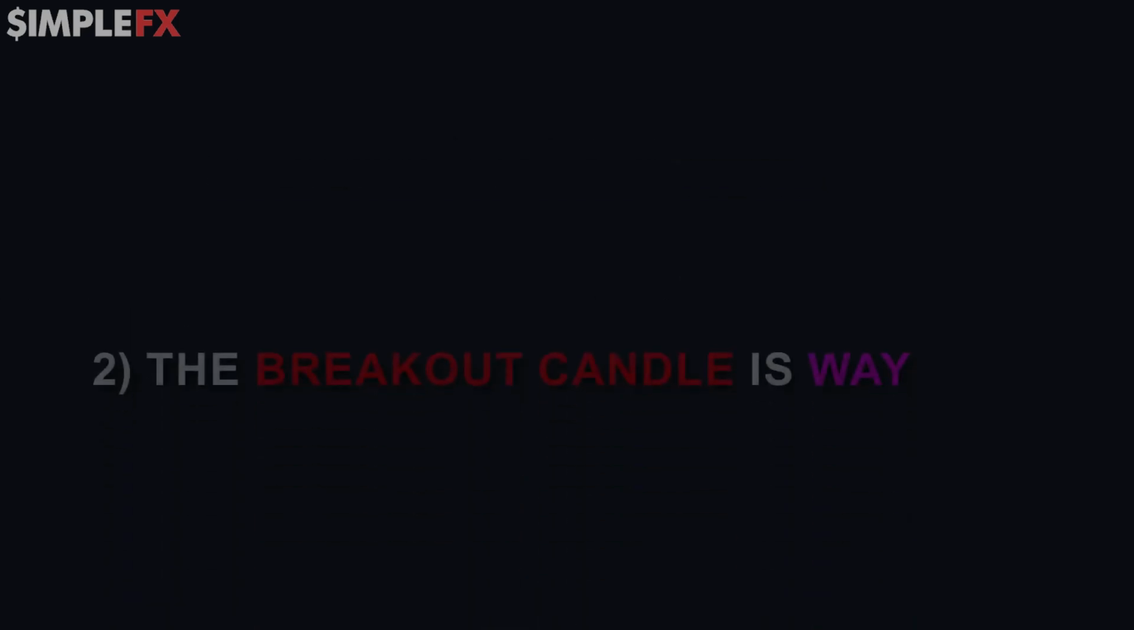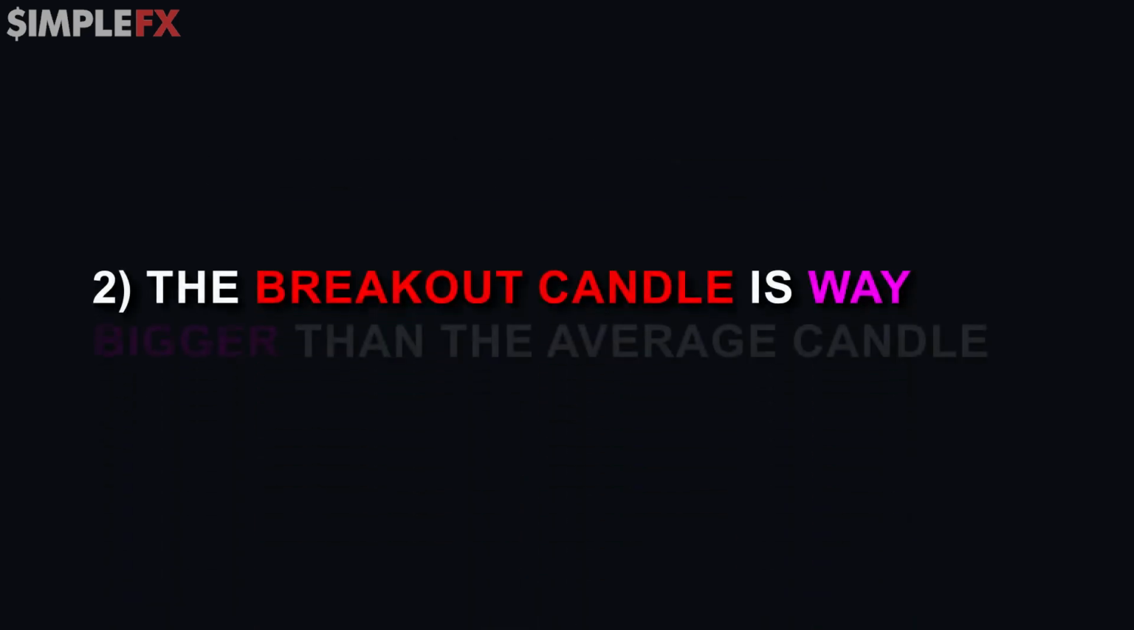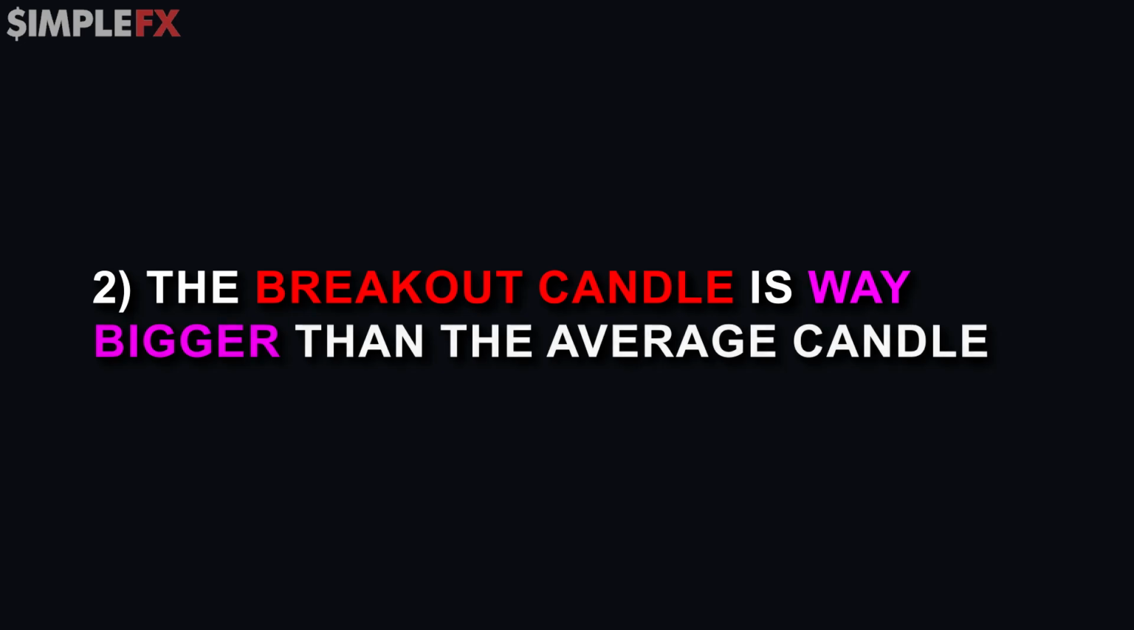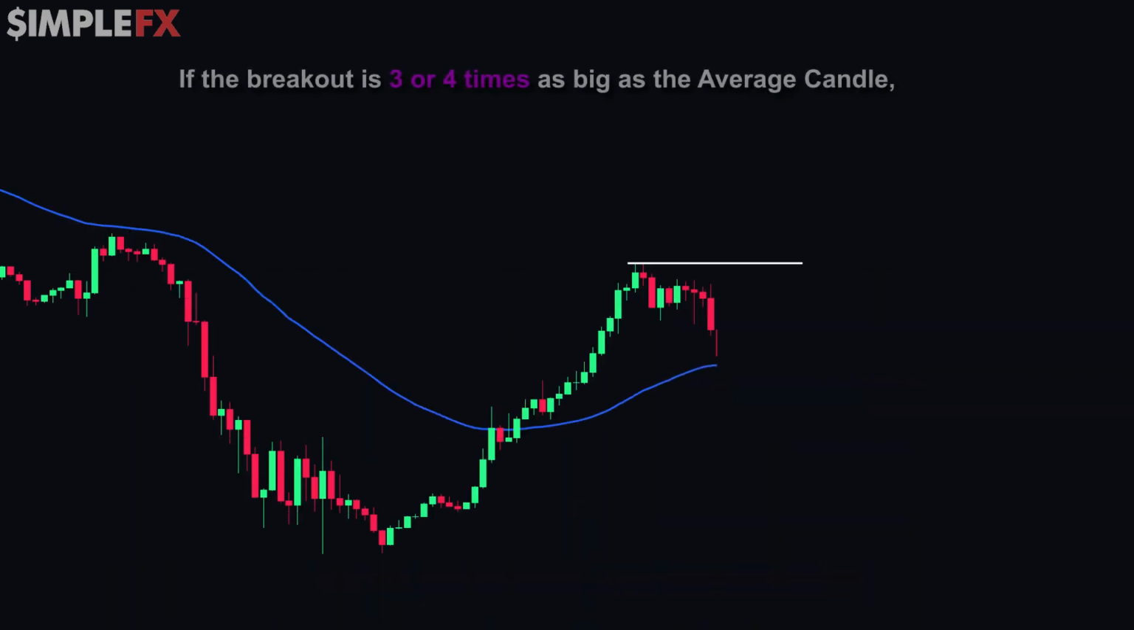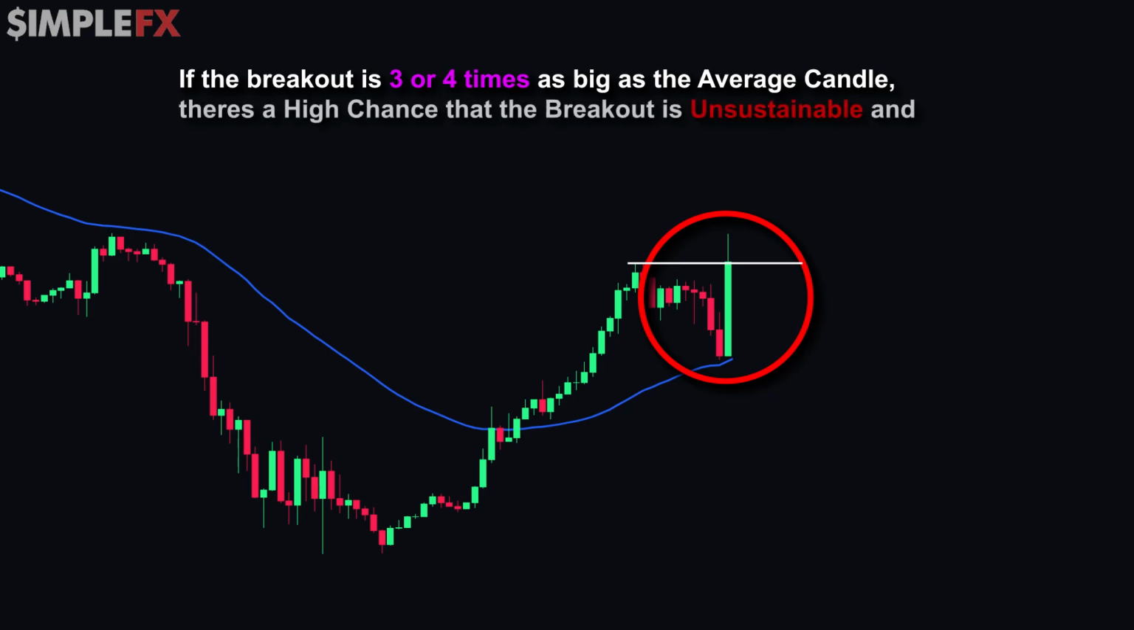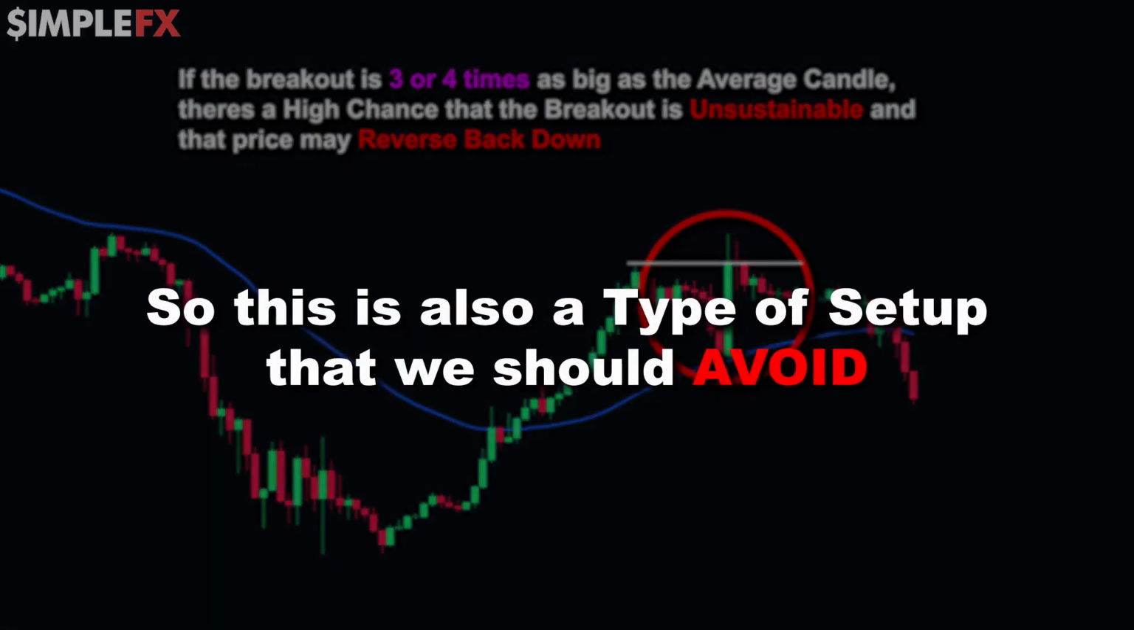The second invalidation for me is if the breakout candle is way bigger than the average candle. So if the breakout is 3 or 4 times as big as the average candle, like in this example, there's a high chance that the breakout is unsustainable and that price may reverse back down. So this is also a type of setup that we should avoid.